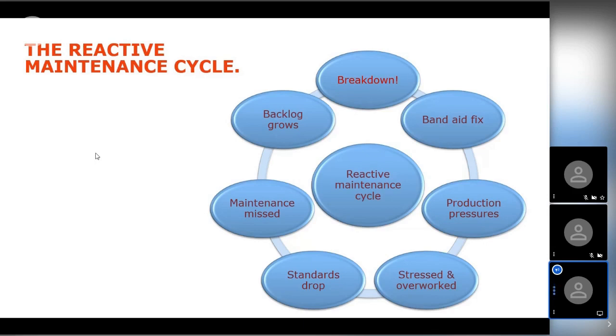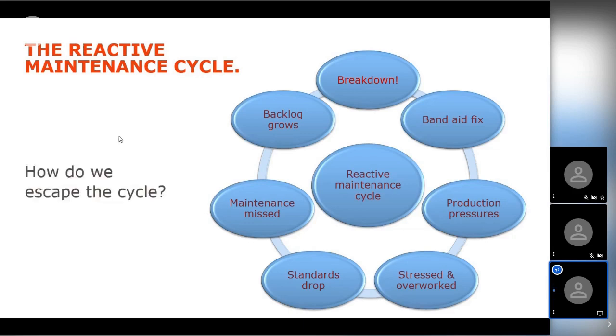Because all of their efforts are going to breakdowns, they're missing the planned maintenance. You miss the planned maintenance, you get more backlog, you get more breakdowns. And this cycle keeps on going on and on. More stress, more breakdowns. Some people thrive in the firefighting mode, but ultimately it's not sustainable.